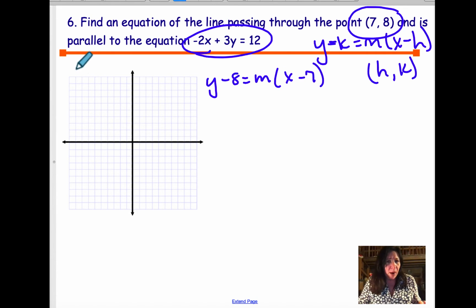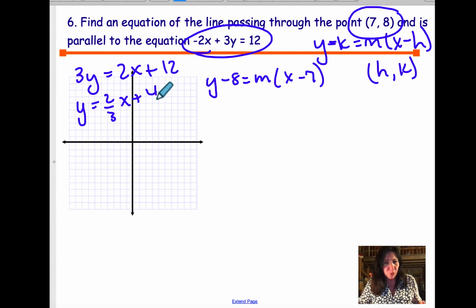So I'm going to solve for y. I get 3y is equal to 2x plus 12. I'm going to divide everything by 3. I get y equals 2/3 x plus 4. My slope is 2/3, so I'm going to plug that in right there. So I'm going to erase this. Gone. And then I'm going to put my slope in, because parallel lines have the same slope. So this slope is going to be 2/3.